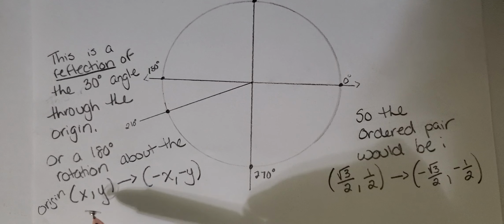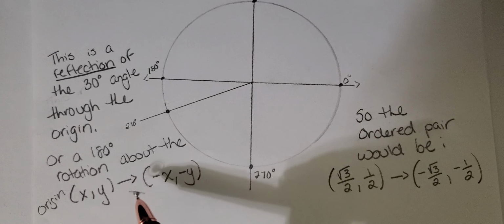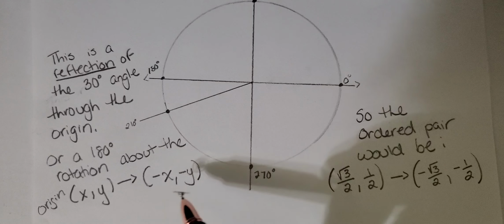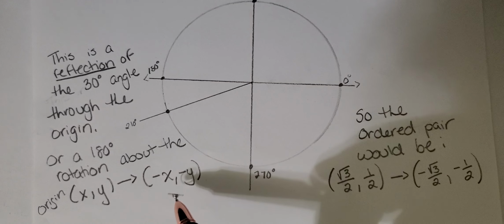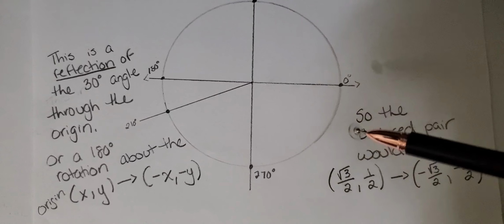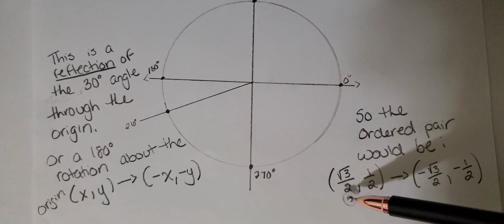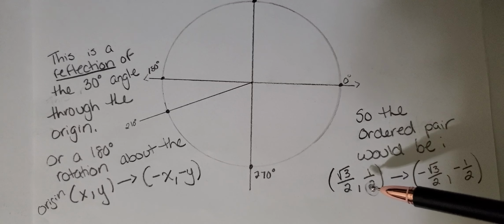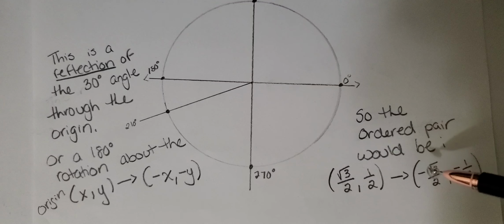The rule is you take the original point and then you negate both the x and the y, which means they just turn into their opposites. They don't switch places, they turn into their opposites. So the ordered pair for the 30-degree angle was radical 3 over 2, comma 1/2. So the ordered pair for the 210-degree angle would be negative radical 3 over 2, comma negative 1/2.